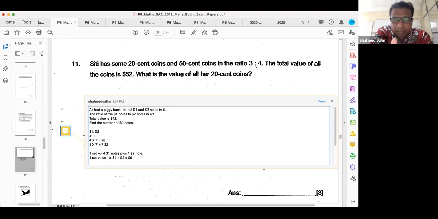So you do the same thing down here. Think in terms of set. So one set means you got 3 20-cent coins. One set you got 4 50-cent coins. Find the value. What do you do after that? Take the total value, divide by the value of one set. Then you can get how many sets.